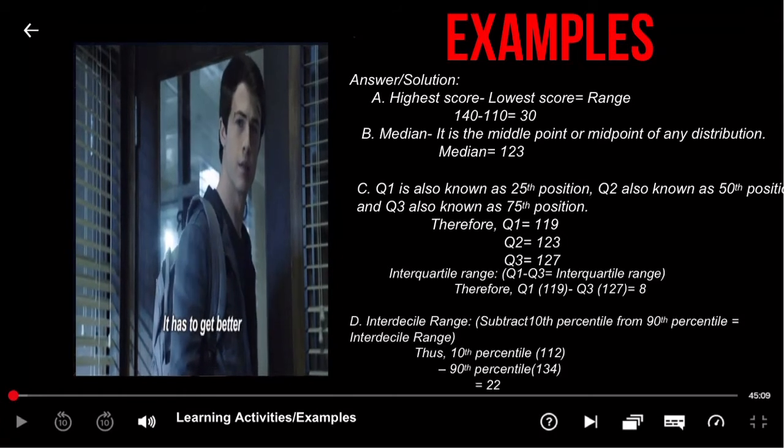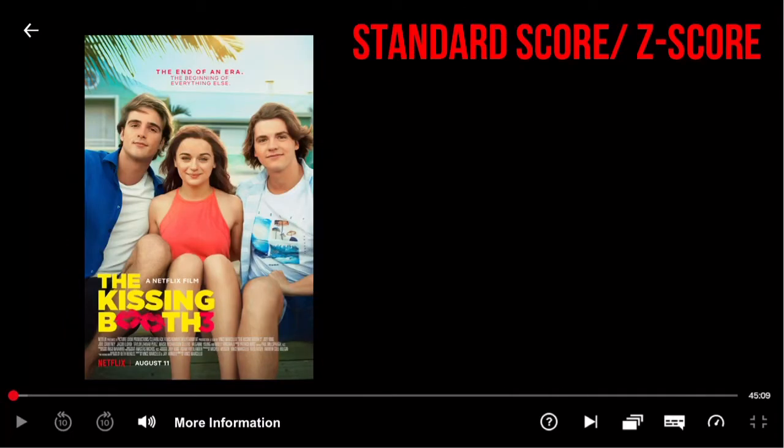And lastly, letter D, interdecile range, we just simply subtract the 10th percentile from the 90th percentile. It would equal our interdecile range. So therefore, we have the 10th percentile as 112, the 90th percentile as 134. Subtract them both, then we get 22, and that would be our interdecile range.